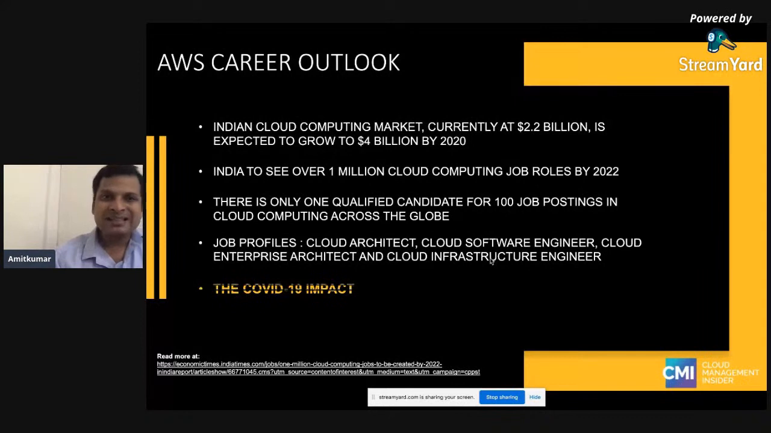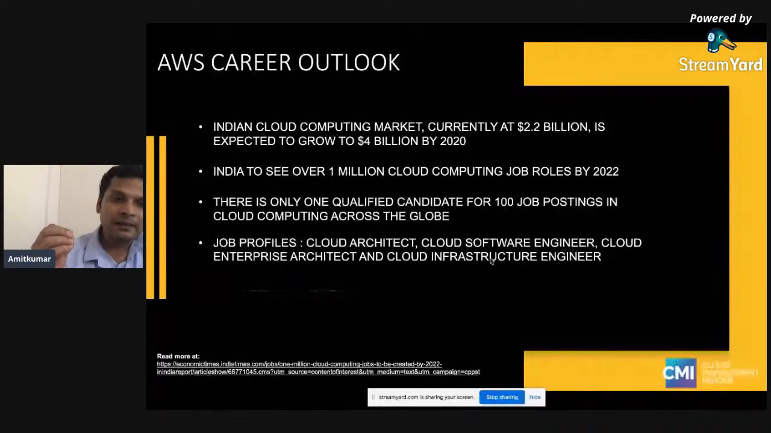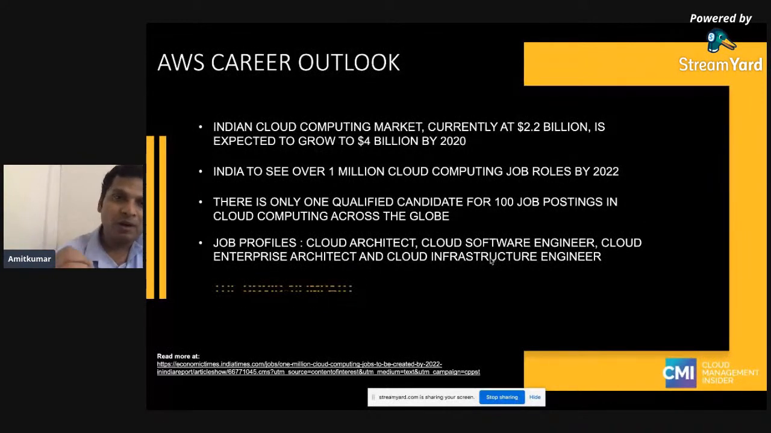Now, what is the COVID-19 impact? Every industry, every country has already walked into a recession because of COVID-19. Industries are badly affected. There are some industries which are kind of crushed because of this, but the opportunity for cloud is shining brighter than what it was.